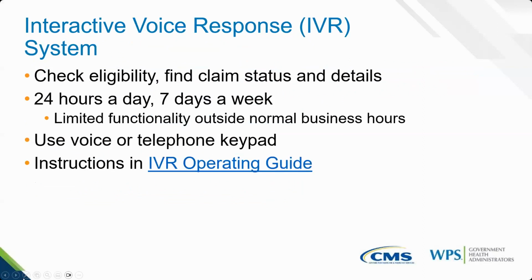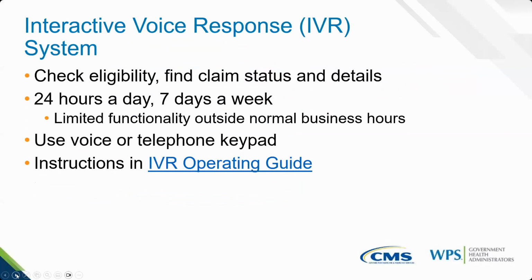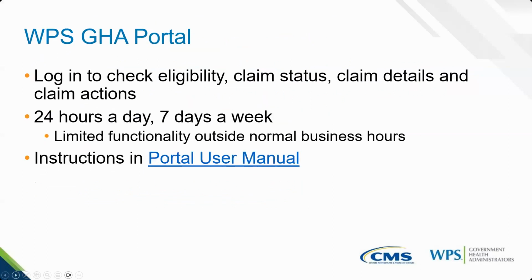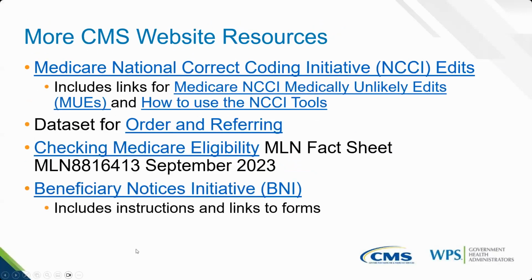Here's some information in the next two slides, and I'm just going to pop back and forth while I'm talking. Both the WPS GHA portal and the IVR are self-service tools. These can be used to check eligibility. You can use these to find claim status and details about claim denials.